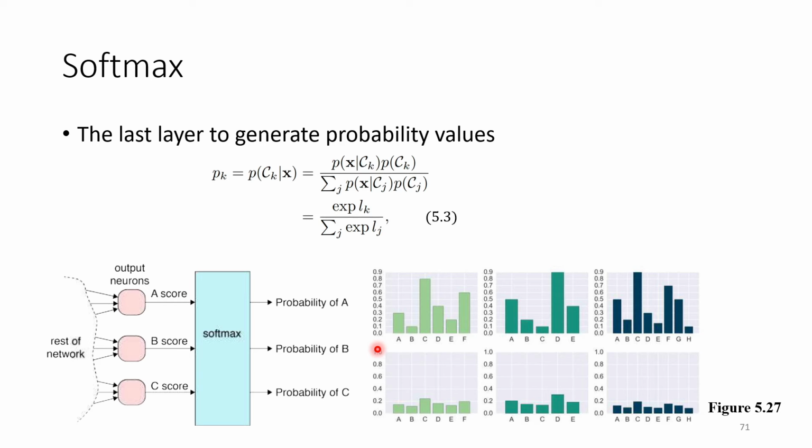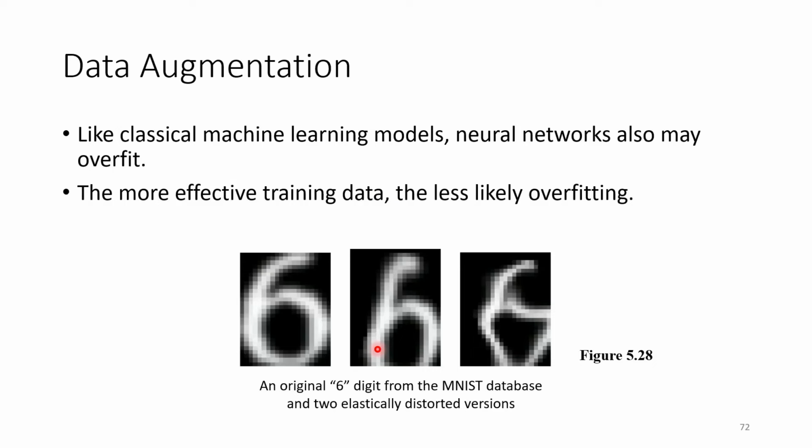But what will happen if you have a lot of weights to tune, but you don't have sufficient data to train? Overfitting will occur. So how to prevent overfitting? For deep learning, there is a widely used approach called data augmentation. If you don't have sufficient data, you create data on your own. This is an example.